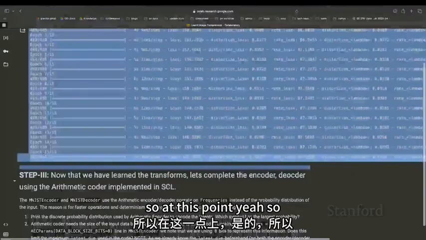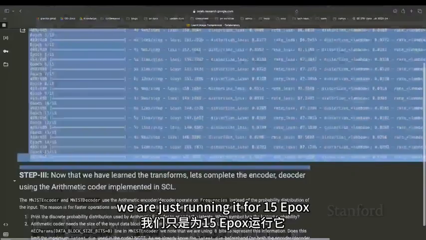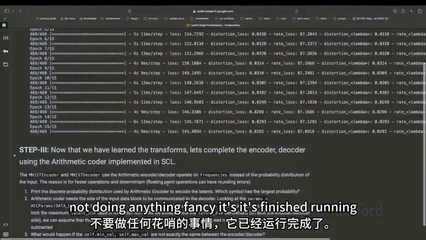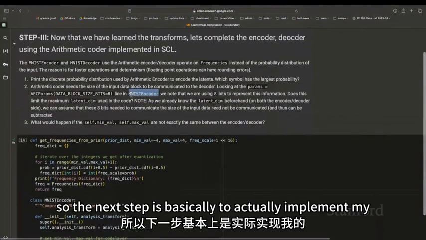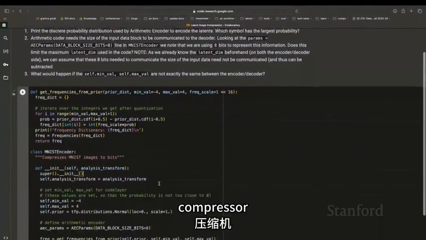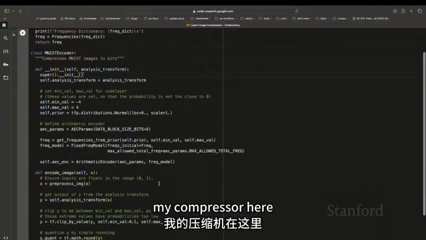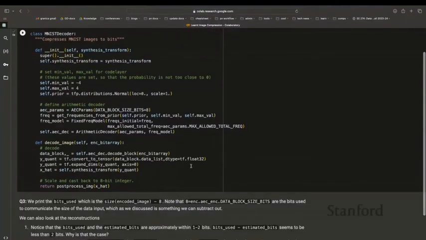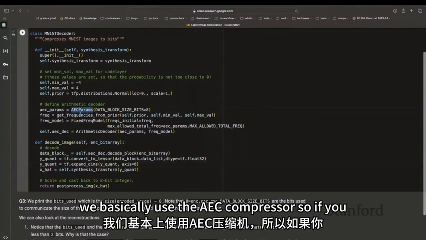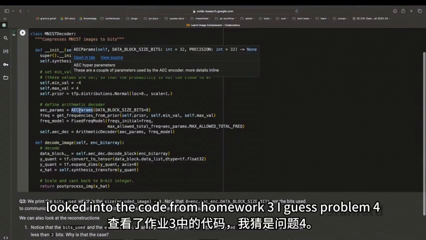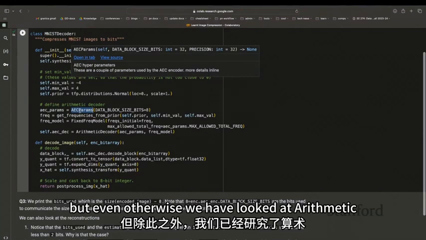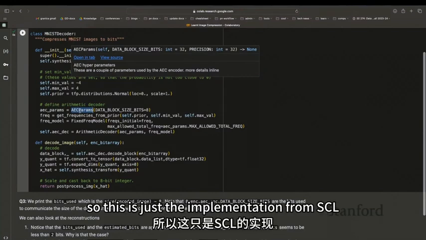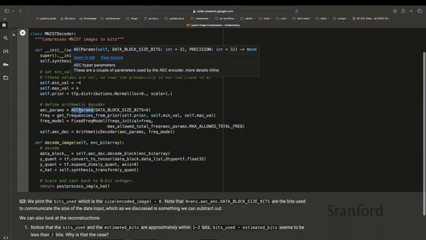At this point, we ran it for 15 epochs, not doing anything fancy. It's finished running. The next step is to actually implement my compressor. Here we use the AEC compressor. If you looked into the code from homework 3, problem 4, you probably know what this is, but even otherwise, we have looked at the arithmetic entropy coder. This is just the implementation from SCL.